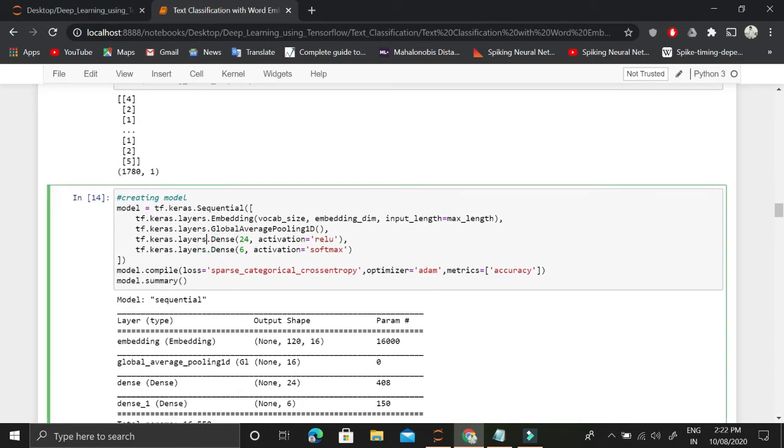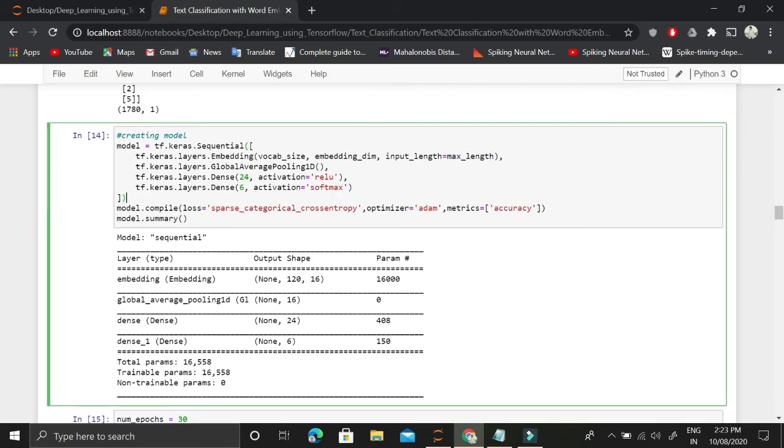Then we define our model in a sequential manner, where our first layer will be the embedding layer. This embedding layer is what I was talking about, and it will have a dimension of vocabulary size comma embedding dimension. In this case, it is 1000 comma 16. Next, we have the input length of maximum length. The input length is actually 120. So each sentence will have a length of 120. Given this input sentence having 120 different words, each word will have a dimension of 16. That is what is represented here. So each word has a dimension of 16.